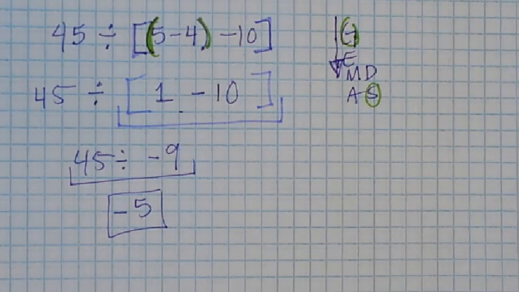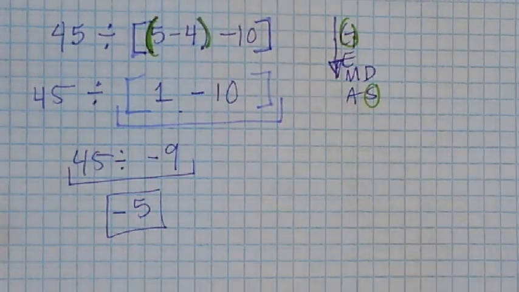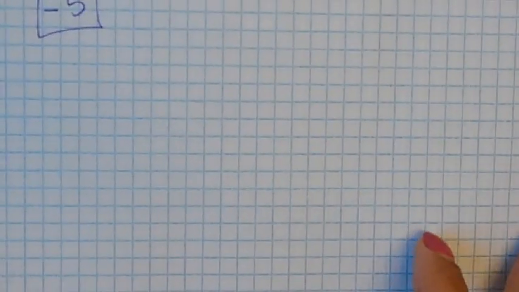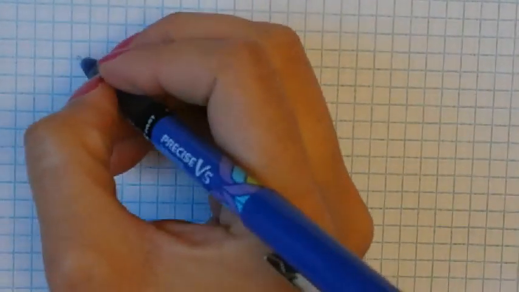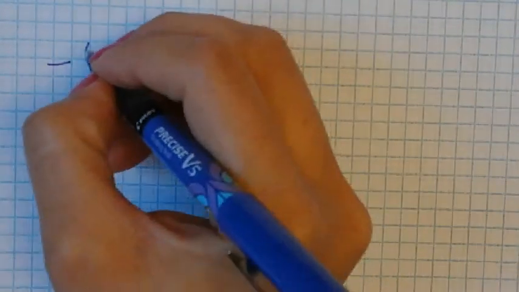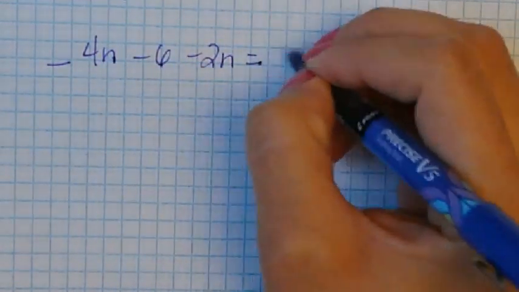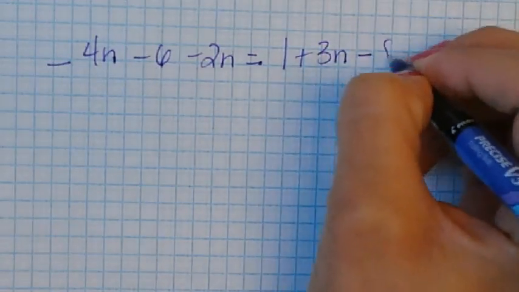Now I'm going to move over to equation solving. So we did 1-step equations, 2-step equations, just to review from last year, but the ones that we really are focusing on are multi-step equations, where the equations have variables on both sides. So over here, I'm going to write a simple one, and then we'll go from there. We'll have 4n minus 6 minus 2n equals 1 plus 3n minus 8n.